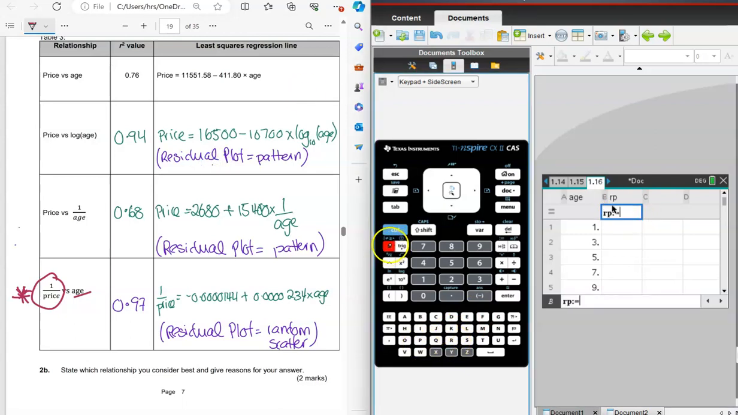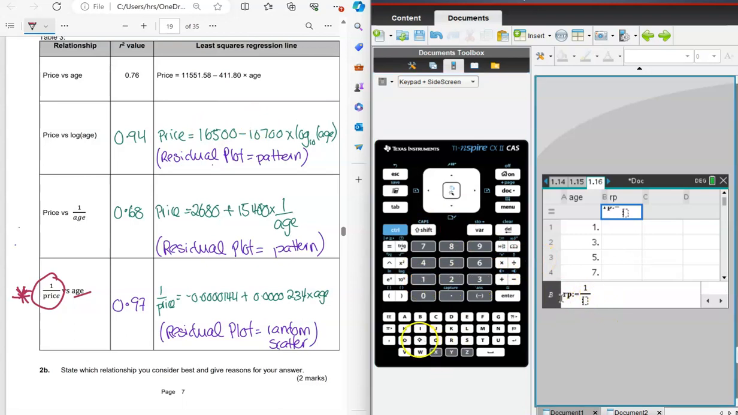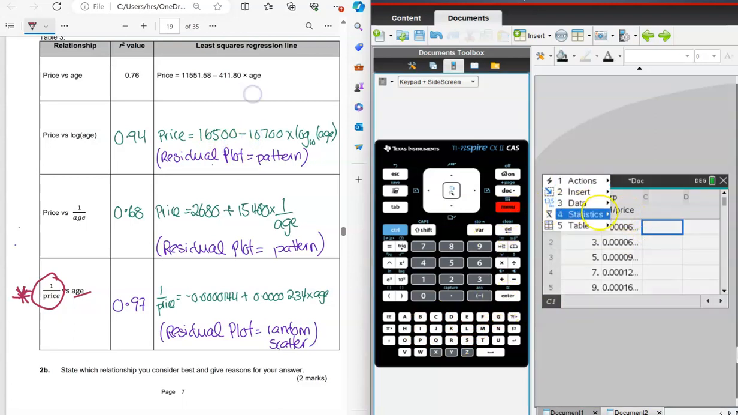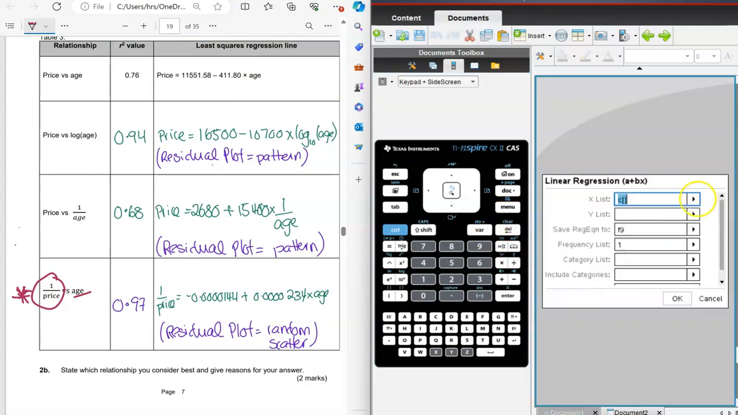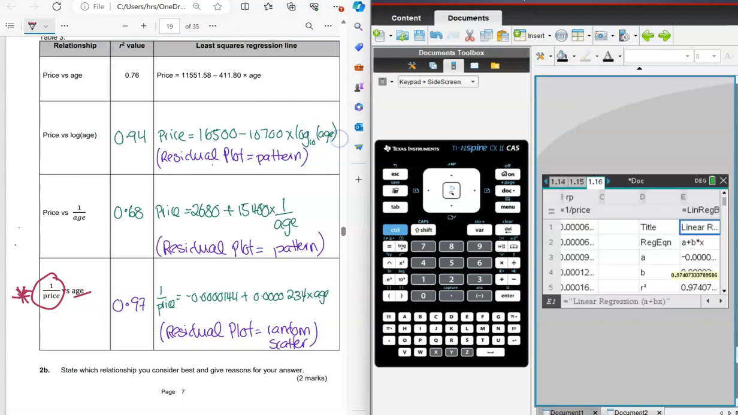And here I'm going to press equals, and I'm going to get the fraction template. I'm going to go 1 over, and I called my original value price, so I just typed that, and you can see it went dark, and there you go. Then to get that equation, start calculations, a plus bx. I didn't change the age, and I used reciprocal price and click OK.